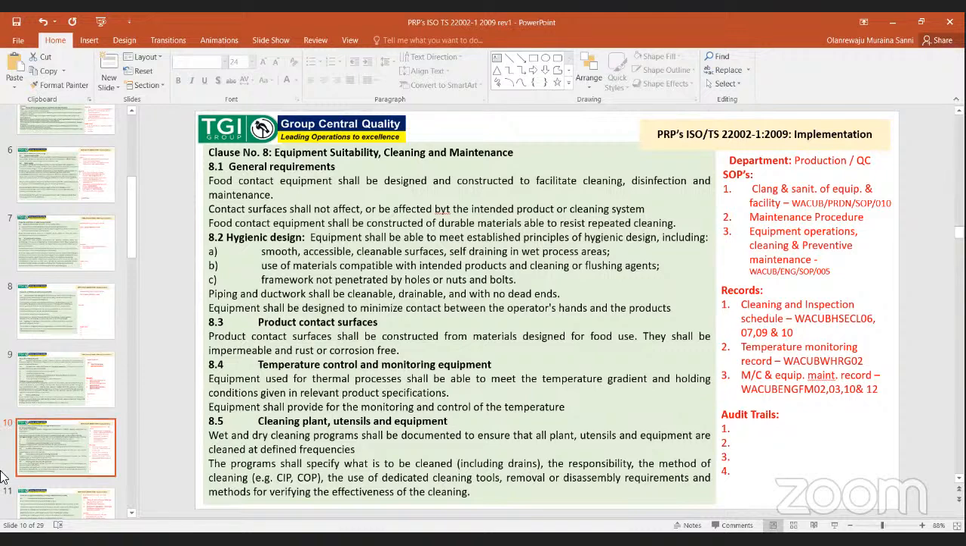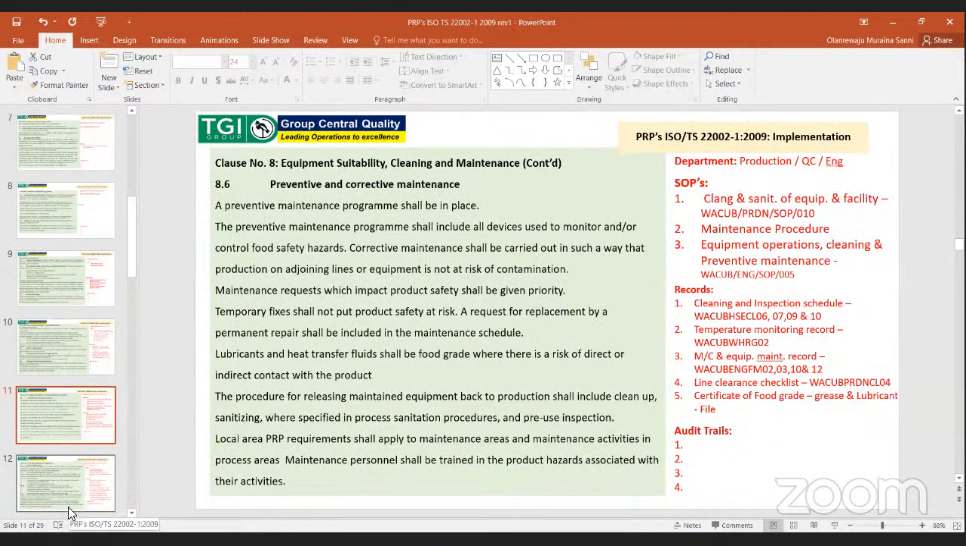Then we go further. This is continuation, preventive and corrective action. A preventive maintenance program shall be in place. The preventive maintenance program shall include all devices used to monitor and or control food safety hazard. Corrective action shall be carried out in such a way that the production on adjoining line or equipment is not at risk of contamination.